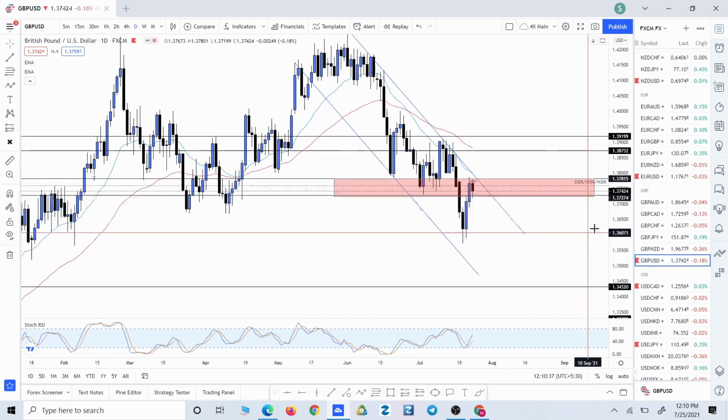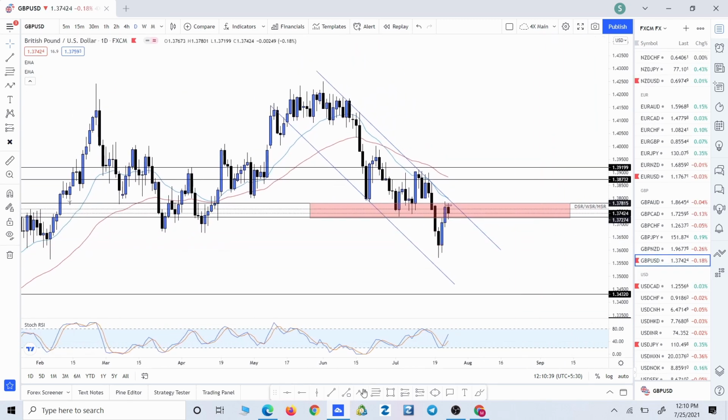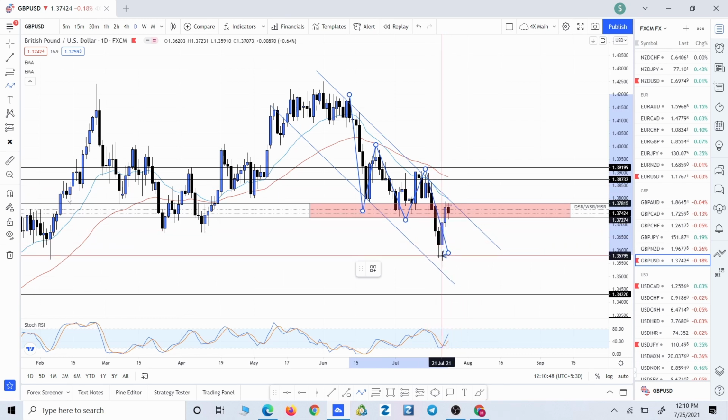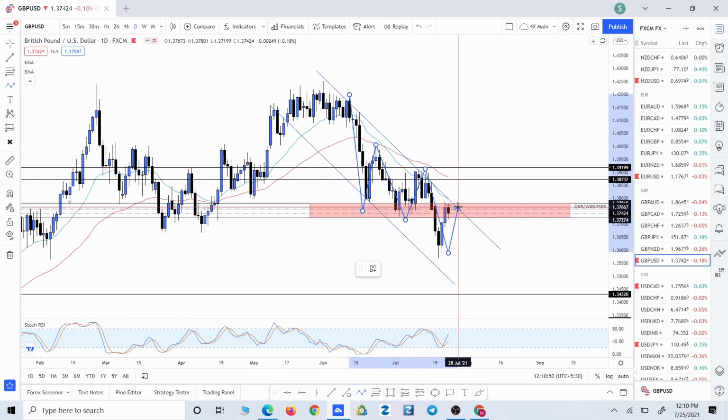So next we are going to talk about the GU. GU is consistently making lower lows and lower highs. Starting from here, we have the low, lower high, lower low, lower high, and lower low. After making this lower low, the price retraced back to this previous broken support zone, and now it's a high confluence zone to look for a shorting opportunity.